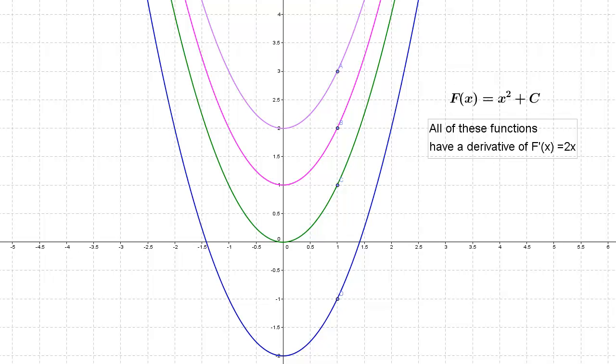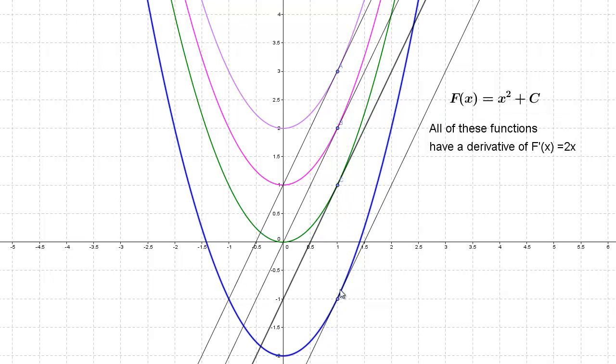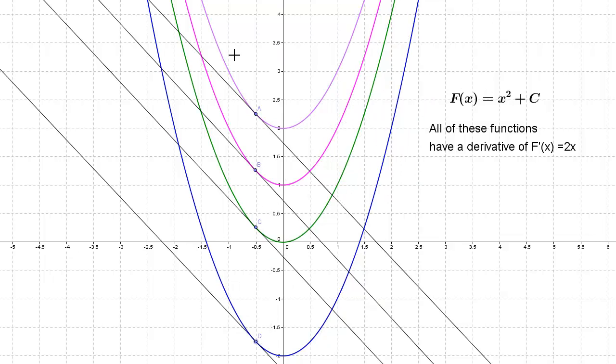And let's visually look at that. I'm highlighting the tangent line. You can see them in black at these points A, B, C, and D that are at x equals 1 along all 4 of these parabolas. And you can see the slope of that tangent line is the same at all 4 points. And indeed, if I move this anywhere else on the parabolas, you'd see the same thing. For instance, at x equals -1, I've got these points A, B, C, and D. You can see the slopes of these tangent lines are the same. No matter where I move them, they're going to be the same.